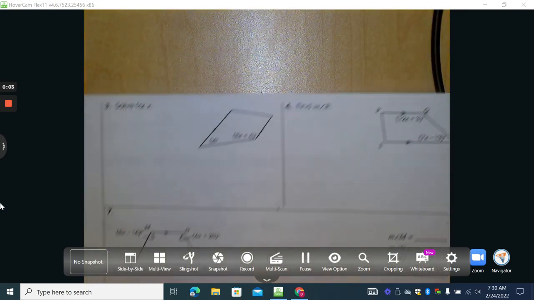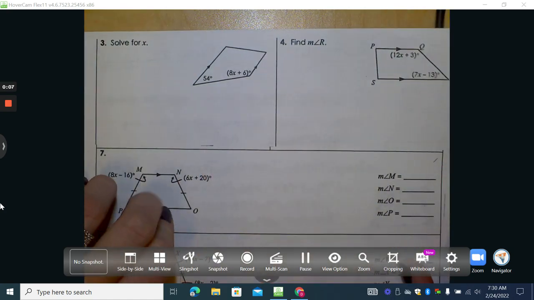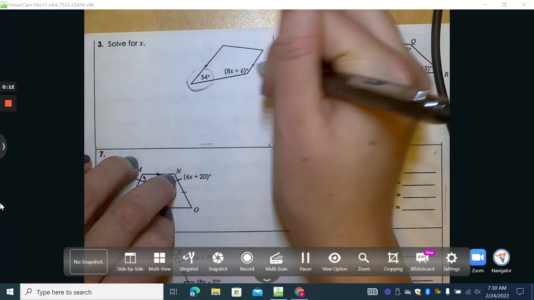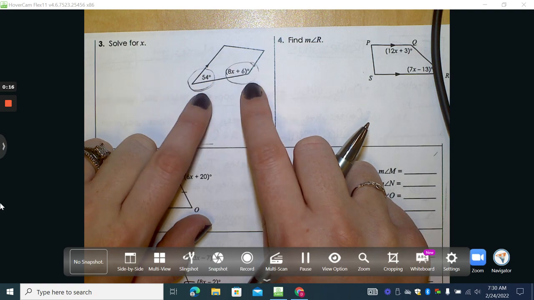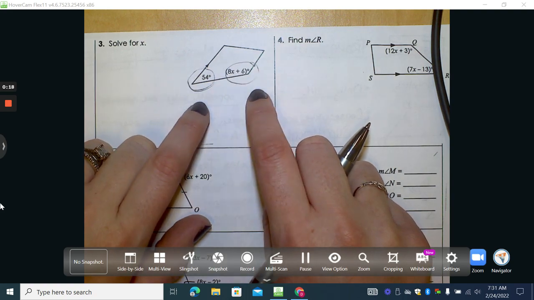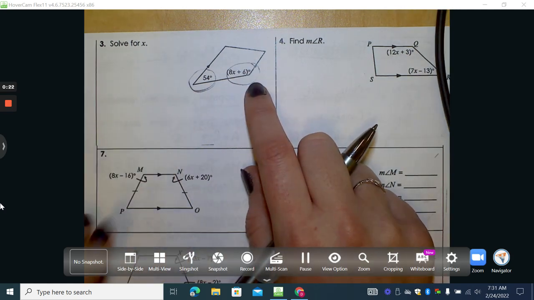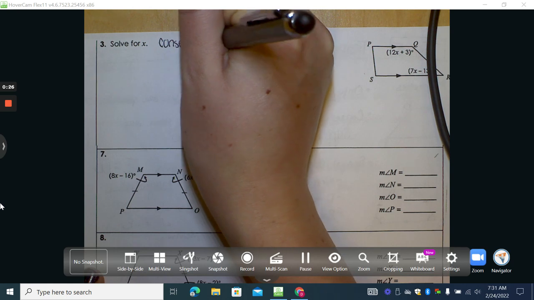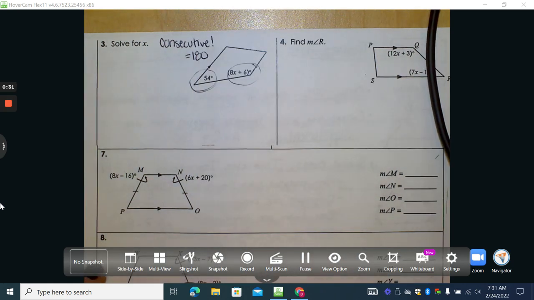All right, now flipping over to the back side, I'm going to be working on number 3 and 4. We are going to set up an equation. 54 and 8x plus 6. Are those two consecutive or congruent base angles? These are consecutive. So that means they are actually going to equal 180 degrees.